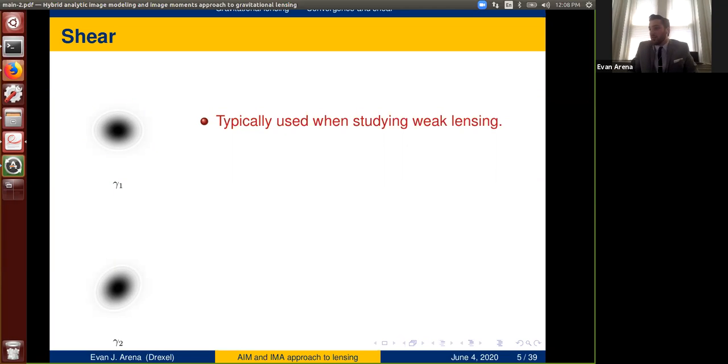And the answer to that is you don't. You can't know. And this is known as the shear ellipticity degeneracy. An image of a single galaxy is not enough to determine how much shear is present. So shear is therefore used on large scales.